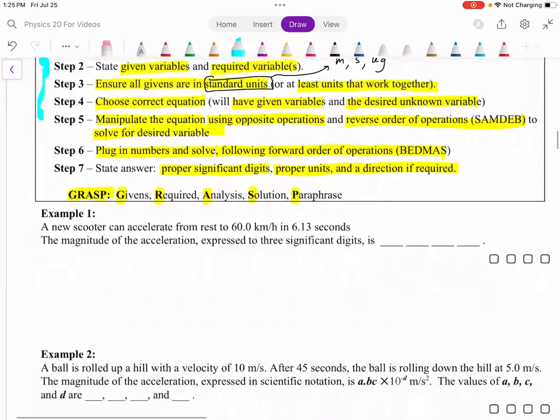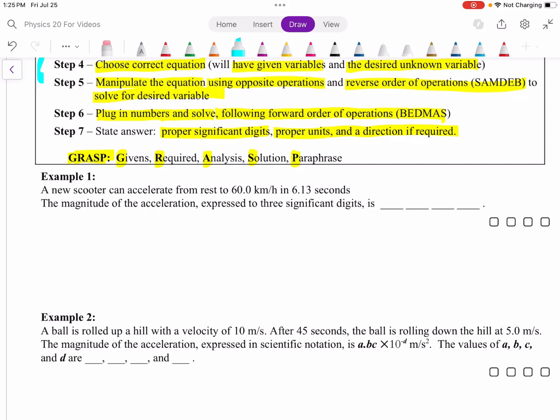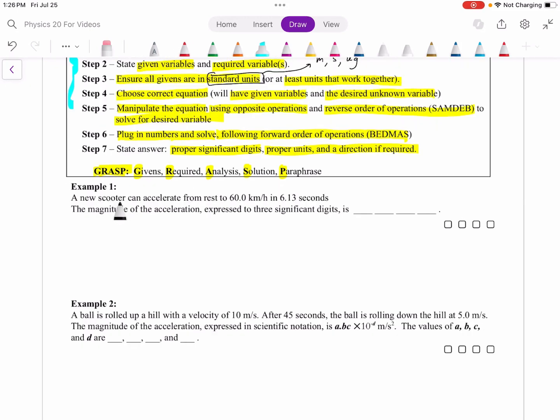Okay, so with that in mind, let's go ahead and apply this in our first example. A new scooter can accelerate from rest to 60 kilometers per hour in 6.13 seconds. Okay, so a lot of things we just learned. From rest, the initial velocity is 0, right? From rest to 60 kilometers per hour.